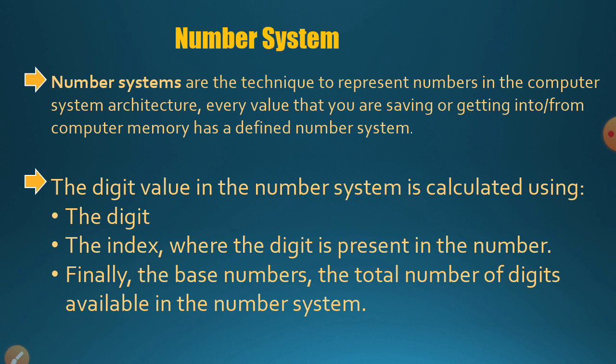So the first question that arises is: what is a number system? Number systems are the technique to represent numbers in the computer system architecture, where every value that you are saving or getting into or from your computer, that means computer memory, has a defined number system.